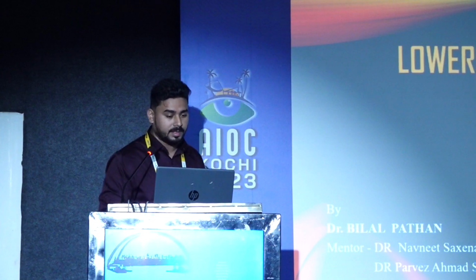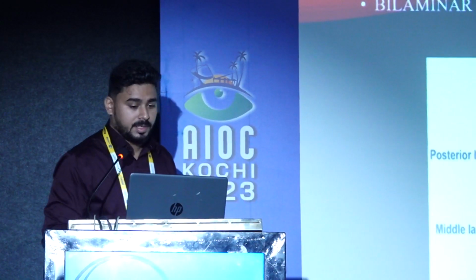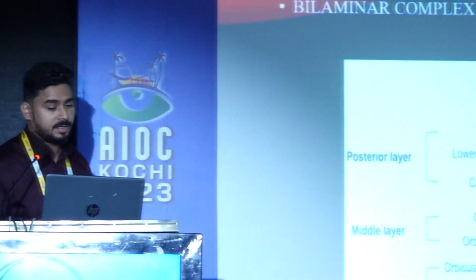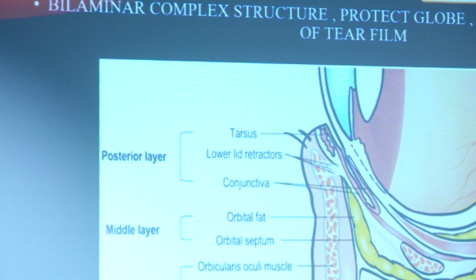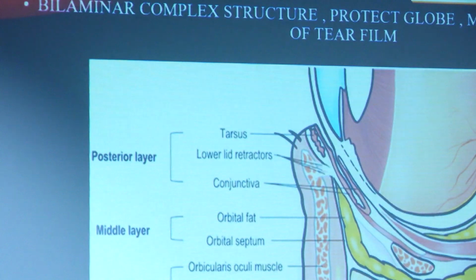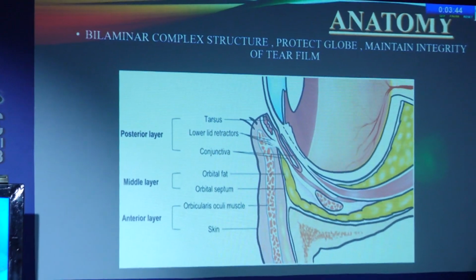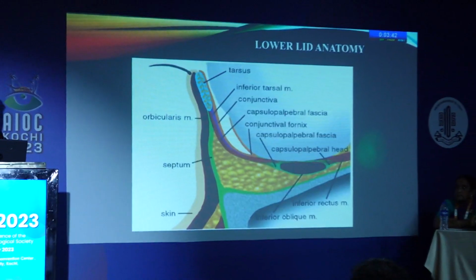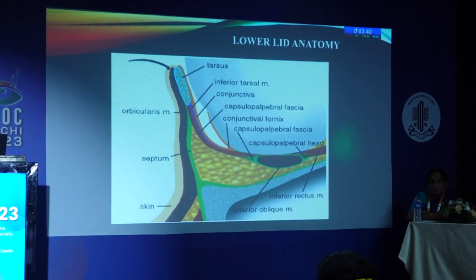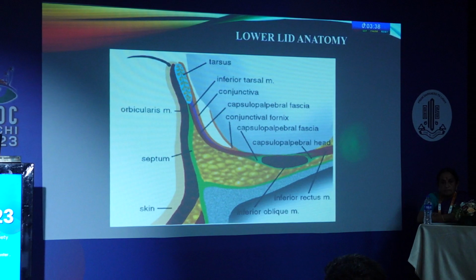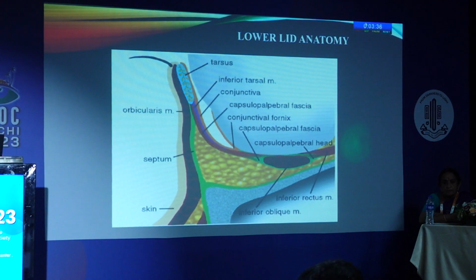So good morning everyone. My name is Dr. Bilal Pathan. I will be presenting my seminar on lower lid eye reconstruction surgeries. Anatomy. The eyelid is a bilaminar complex structure that protects the globe and maintains the integrity of the tear film. It is divided into 3 parts: anterior layer skin and muscle, middle septum and fat, and posterior conjunctiva and tarsus. Anatomy mainly consists of septum, capsulopalpebral ligament, and septal spaces.